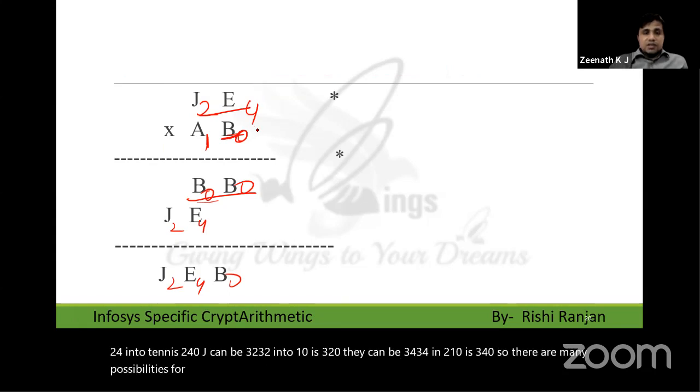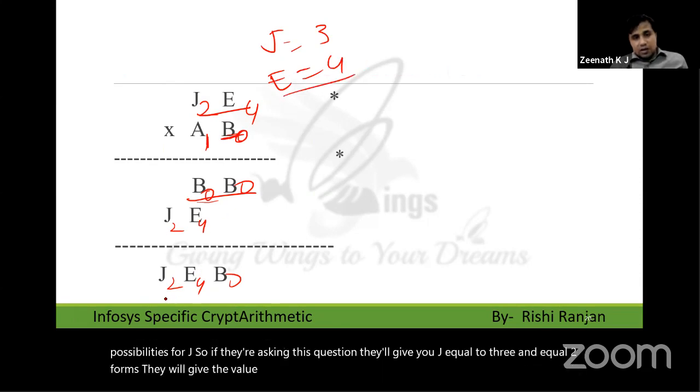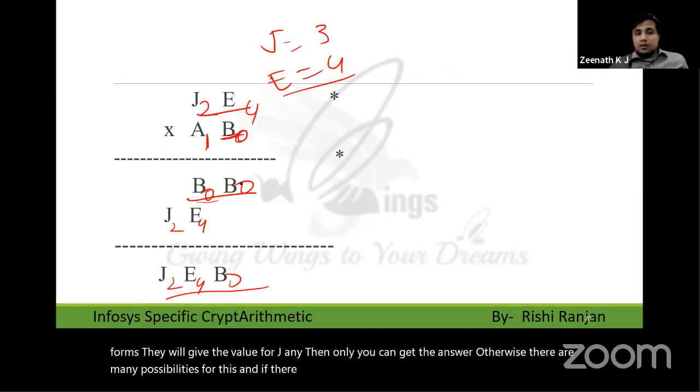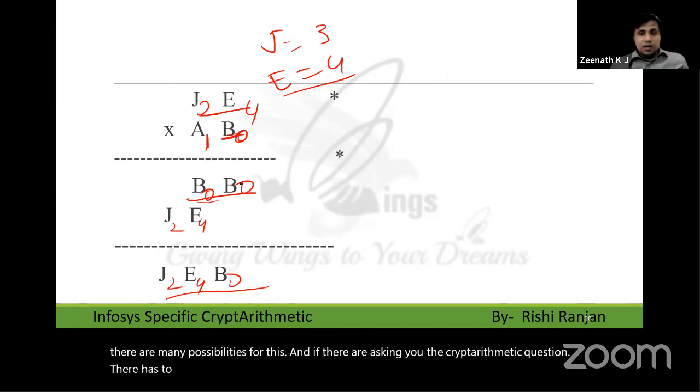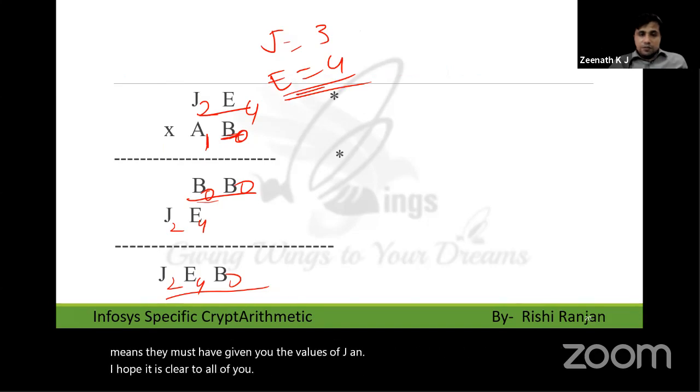So if they're asking this question, they will give you J equal to 3 and E equal to 4. Means they will give the value for J and E. Then only you can get the answer. Otherwise, there are many possibilities for this. And if they're asking you the crypt arithmetic question, there has to be only one possibility. And because there has to be only one possibility, they must have given you the values of J and E. I hope it is clear to all of you. If it is not clear, go back and watch it once again.